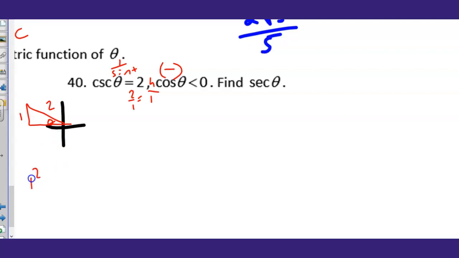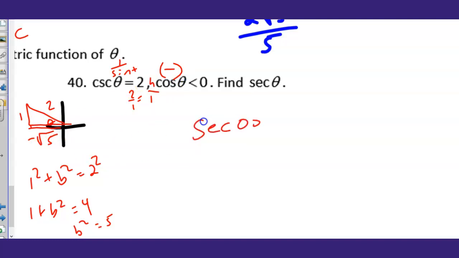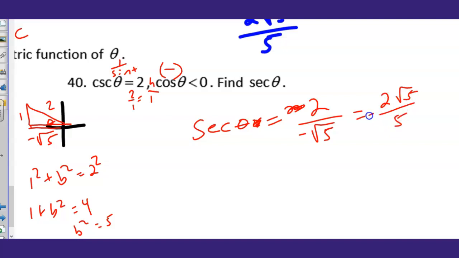So 1 squared plus b squared equals 2 squared. 1 plus b squared equals 4. We get b squared equals 5, plus or minus square root of 5. So negative square root of 5, because cosine is negative. Anyway, it says find secant of theta. So we have a triangle now. You have hypotenuse over adjacent, which we rationalize. Don't forget your negative.